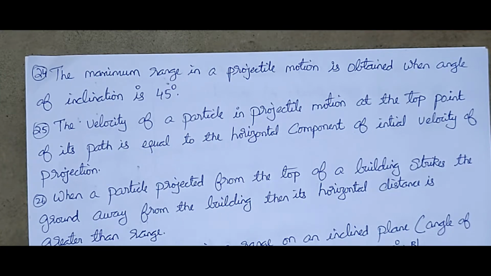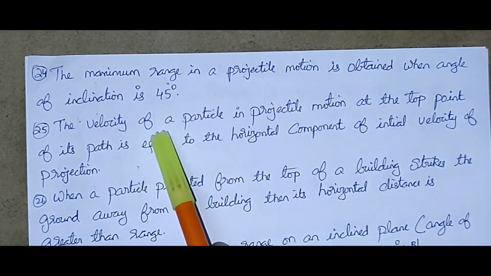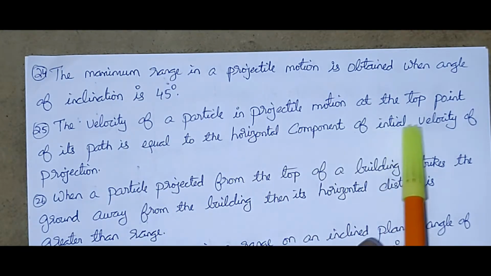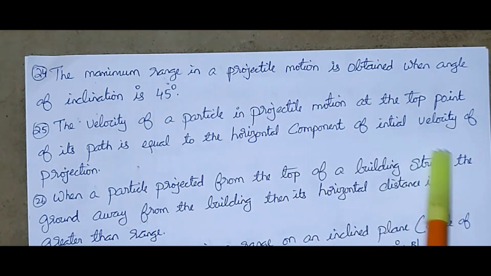The maximum range in a projectile motion is obtained when the angle of inclination is 45 degrees. The velocity of a particle in projectile motion at the top point of its path is equal to the horizontal component of the initial velocity of projection. When a particle projected from the top of a building strikes the ground away from the building, then its horizontal distance is greater than the range.